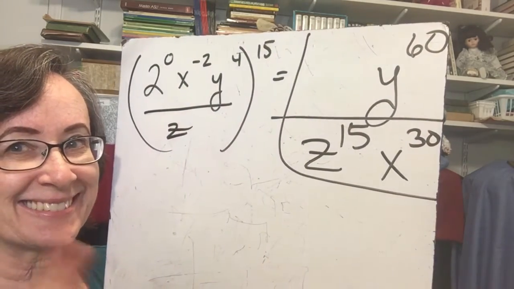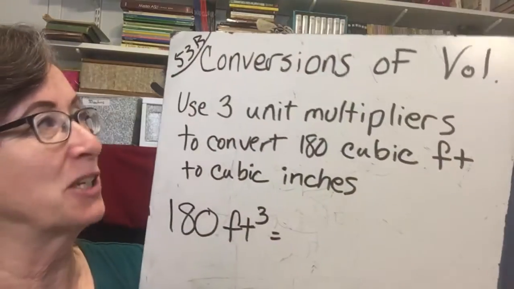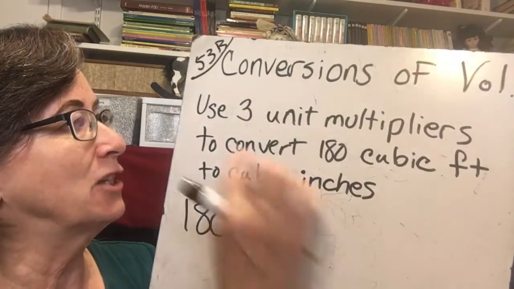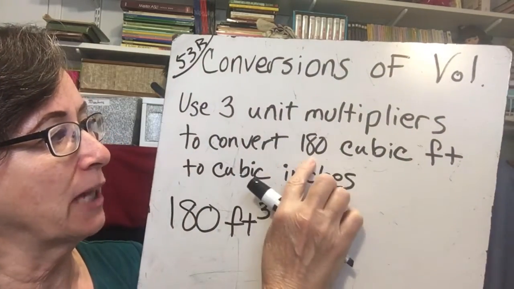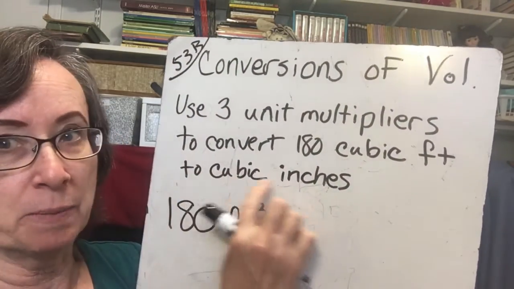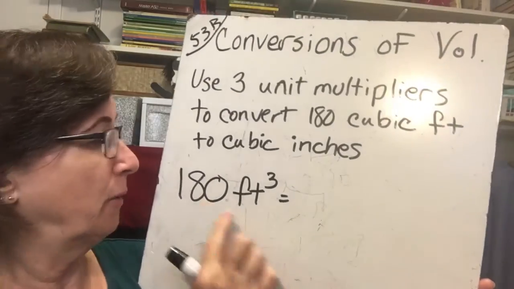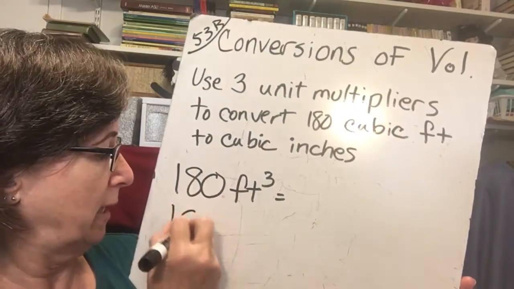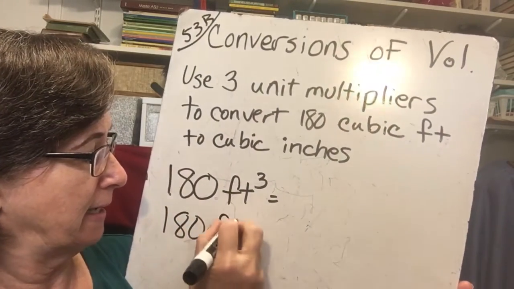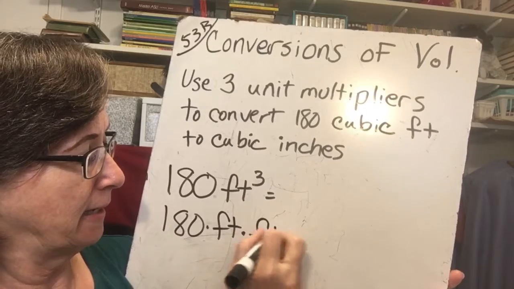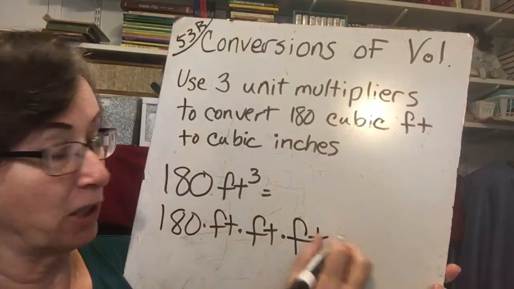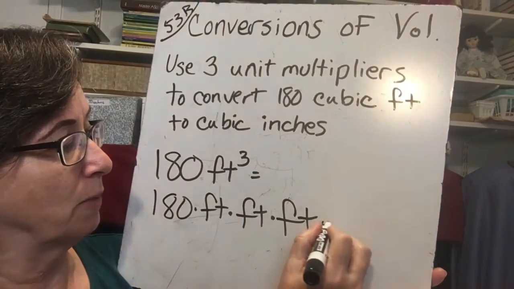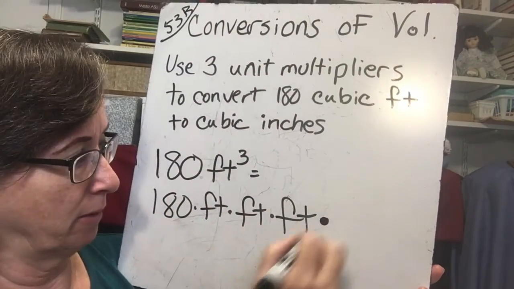On the last part of this section, we get to do conversions of volume, which is one of my favorites. So it says use 3 unit multipliers to convert 180 cubic feet to cubic inches. So what we're going to do is we're going to take 180 cubic feet, and we're going to write this as 180 times feet times feet times feet, because that's what cubic feet means. And then we're going to multiply by 3 unit multipliers.